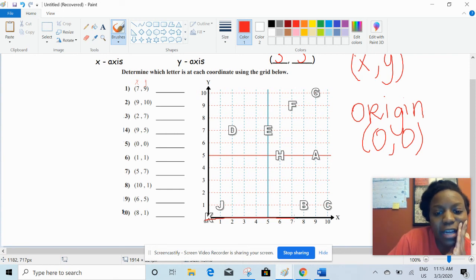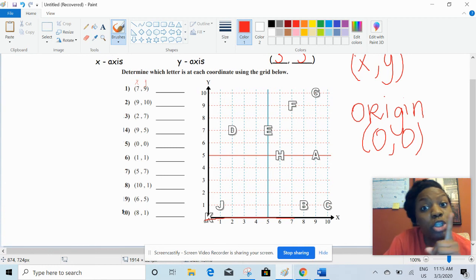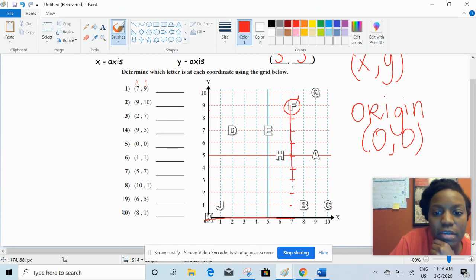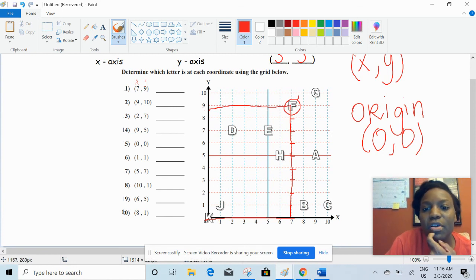Now for me, I need to draw this line so you can see what I'm doing. For you, do not draw the line. You just need to go over. And then I'm going to go up 9. 1, 2, 3, 4, 5, 6, 7, 8, 9. And where the two lines meet, where the 7 and the 9 meet, that's what we're going to write down as our value. And our value will be the letter F.